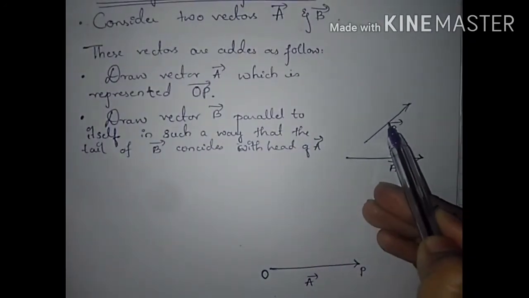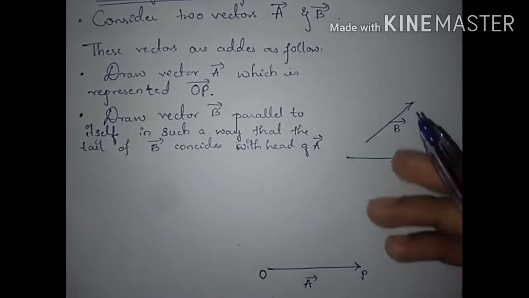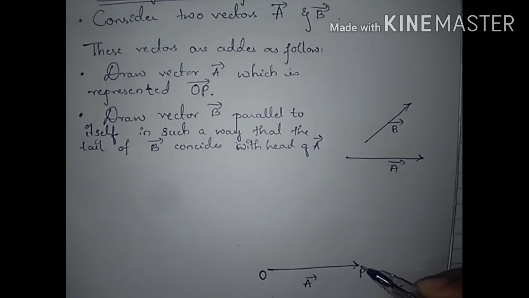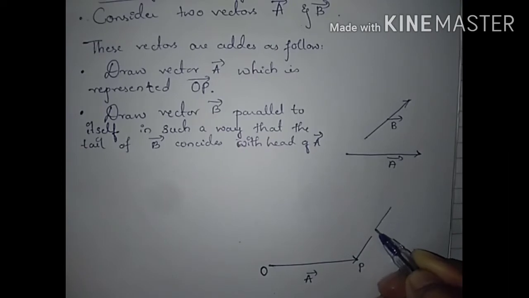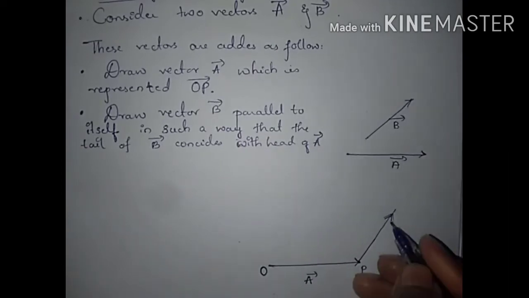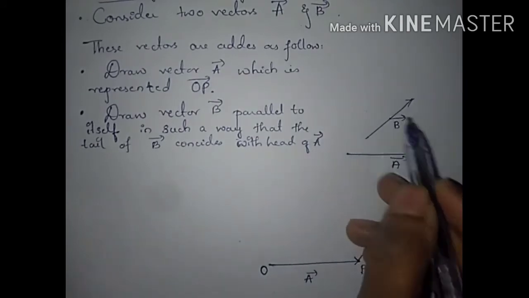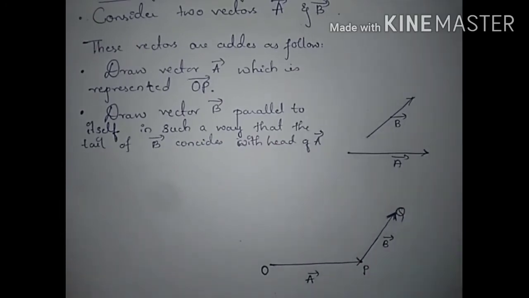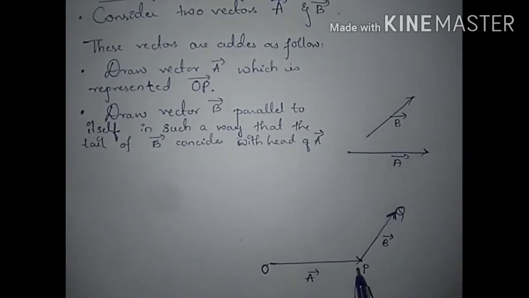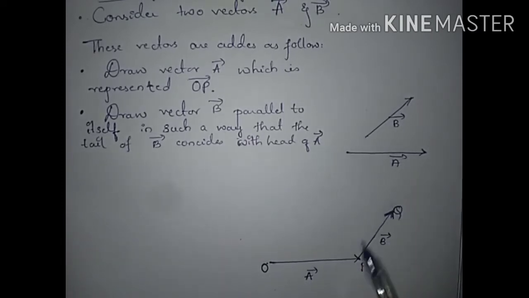So now you have to draw this vector. So this vector should be drawn here. The tail of the vector should touch the head of the vector A, and so this is vector B, and this vector should be parallel to this vector. So this is vector B. Now let me give this as Q. So you have OP vector and PQ vector. OP is vector A and PQ is vector B. Now you have drawn these two vectors.